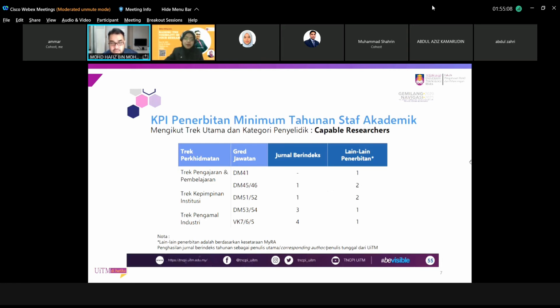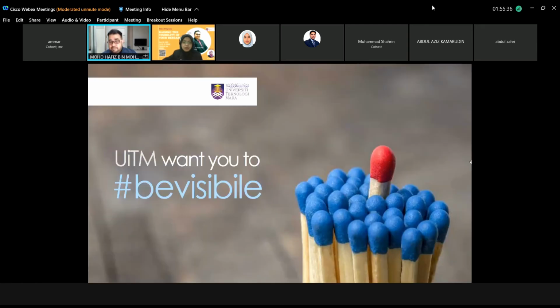So yeah, this is the thing, and I was told by my dean that this KPI will be activated in the 2022 LNPT. Well, that will definitely put UiTM back on track with UiTM 2025. But again, this is a concern for researchers, especially the young ones. Yeah, so that's the reason why.